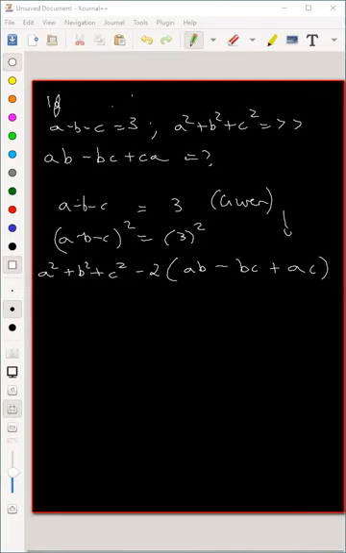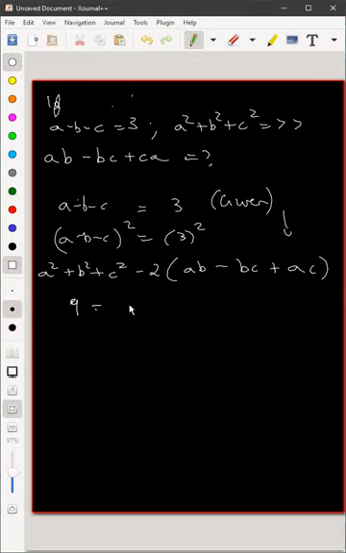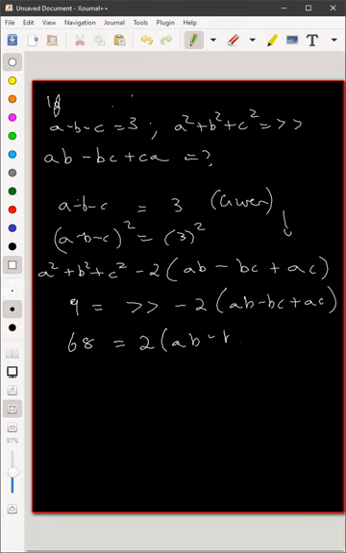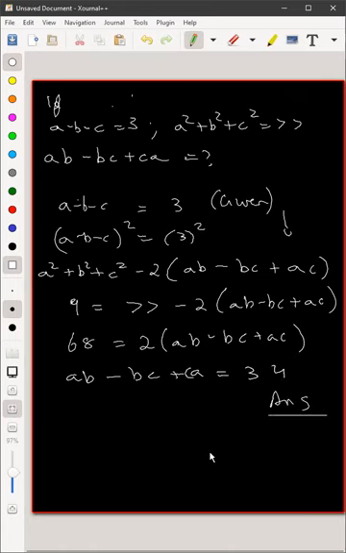Yeah, sure. Continue. 9 is equal to 77 minus 2 into AB minus BC plus AC. 2 into AB minus BC plus AC is equal to 77 minus 9, which is 68. And then AB minus BC plus CA is 68 upon 2, which is 34. That's correct.